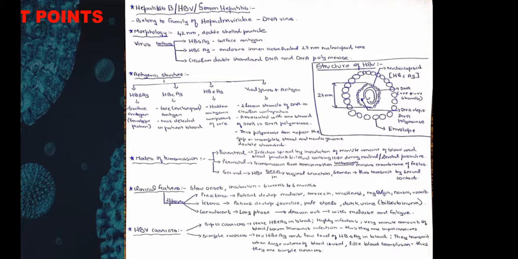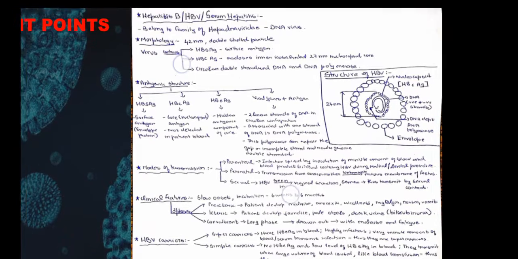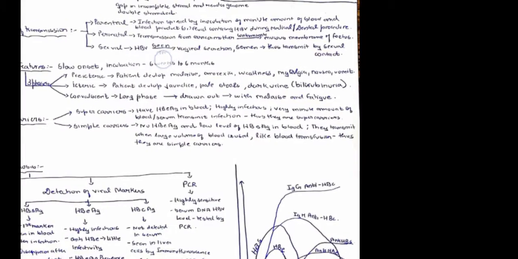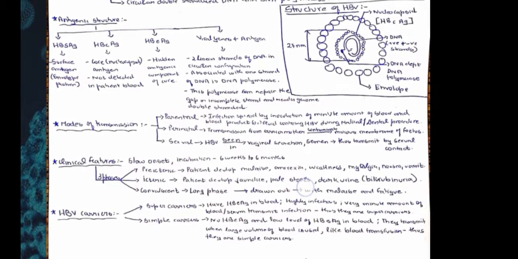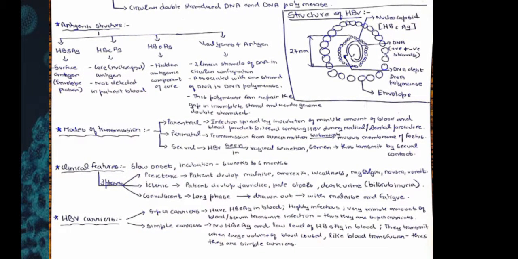Coming on to the antigenic structure. The antigenic structure would include HBsAg, HBcAg, HBeAg, and the viral gene and antigen. Coming on to the HBsAg. The HBsAg is a surface antigen, which is an envelope protein. The HBcAg is the core, that is the nucleocapsid antigen, and it is not detected in the patient's blood. Coming on to the HBeAg, it is a hidden antigenic component of the core.